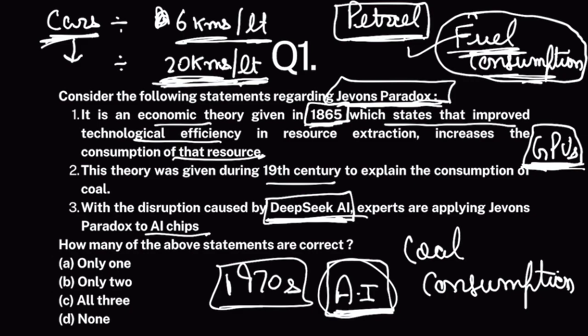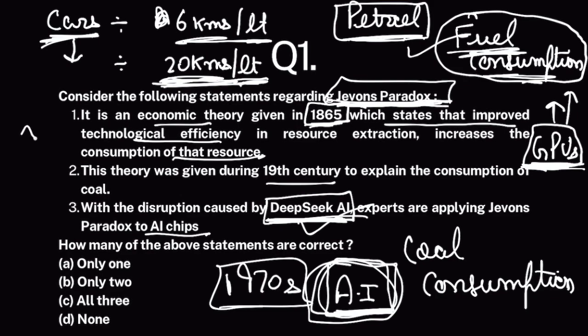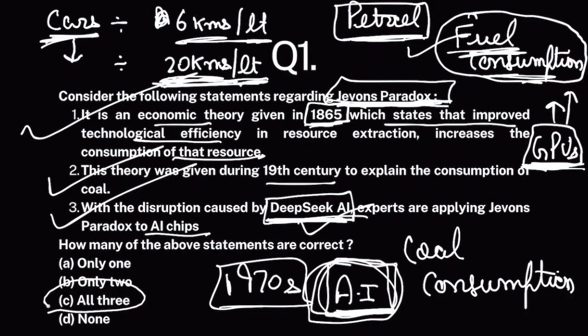But no, Jevons paradox says that now demand for GPUs would increase manifold, because these AI models have become cheap, and because of technological progress, more and more people would use these AI models and GPUs would be consumed more. Okay, this is Jevons paradox. So first statement is correct, second statement is correct, third statement is correct. All three statements are correct.